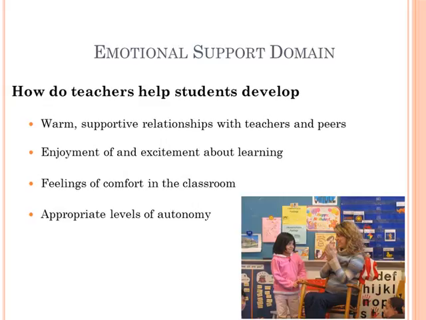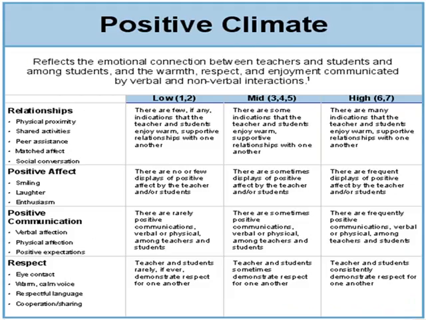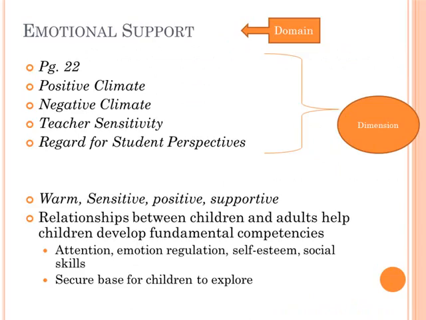So one of the things that the emotional support domain measures is how teachers appropriately support that, okay? All right. So positive climate, so go here. So emotional support is the domain. What are the 3 dimensions under that domain? So what's the domain that we're looking at? What are the 3 dimensions that we're looking at? I'm sorry, 4. I can count. So what are the 4 dimensions?